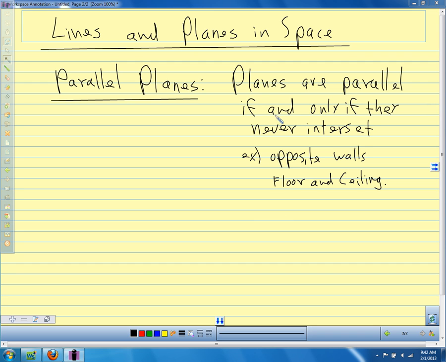So anyway, thinking about parallel planes made me think of the dome house because the walls weren't parallel anymore. So opposite walls would be examples of parallel planes. Floor and ceiling would be examples of parallel planes.